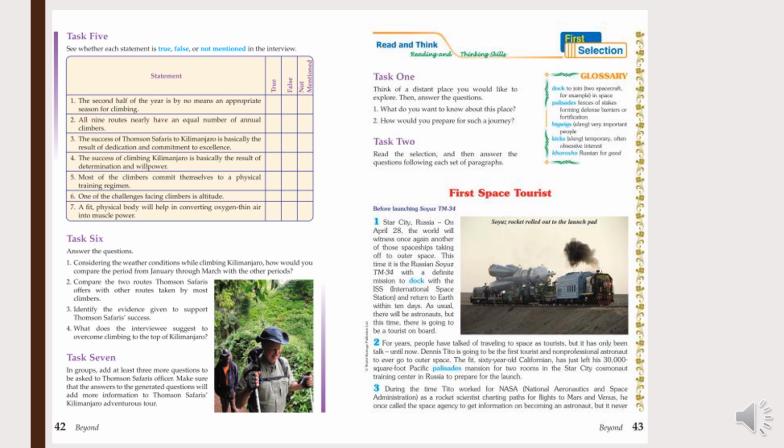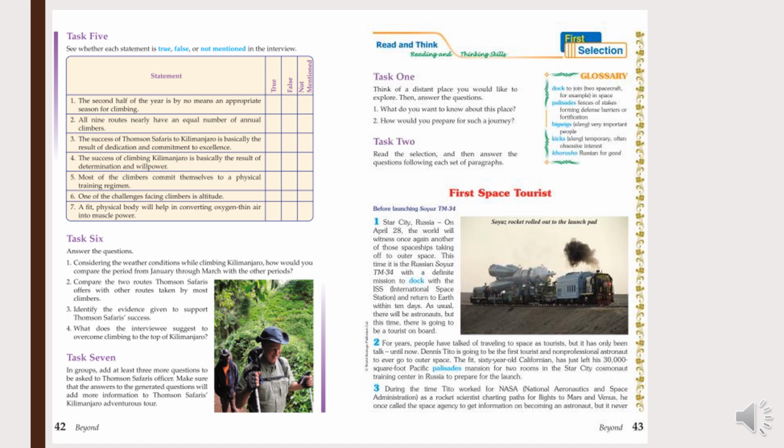Let's start now with the reading lesson. I will read the text and explain it. Let's start with the title. The title is First Space Tourist. It means the first time or the first person who went to space for tourism. Let's start.